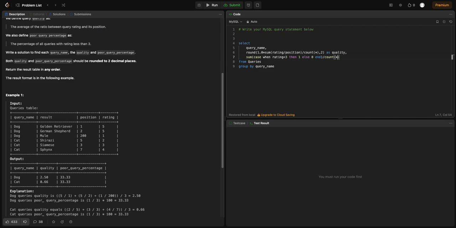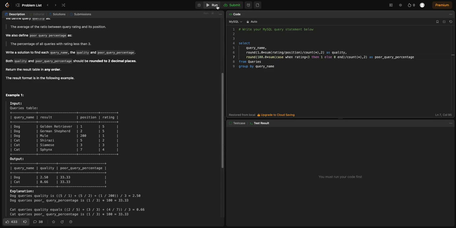So the number of records which have a rating of less than 3 divided by the total number of records, and this we are going to multiply by 100 since we need to calculate the percentage. Again, let's round this off to 2 decimal places. We are going to alias this as poor query percentage, and that should be our query. So this should give us the desired output that is expected for the question.